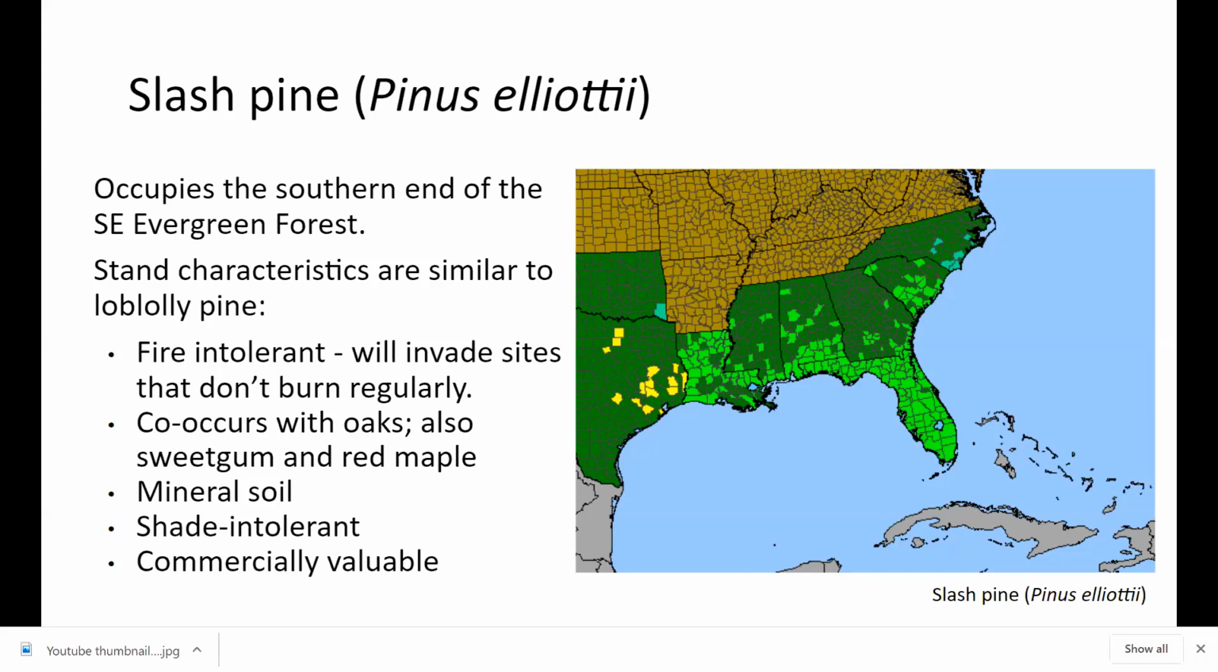Some of the characteristics it shares with loblolly is that it is fire intolerant. So in an area that has regular fire, it will invade the sites that don't burn regularly. It also co-occurs with some of the other species that are in slash pine forests: oaks, also sweet gum and red maple. As we mentioned earlier, mineral soil, shade tolerant, and this is a very commercially valuable species. So that's slash pine or Pinus elliottii.